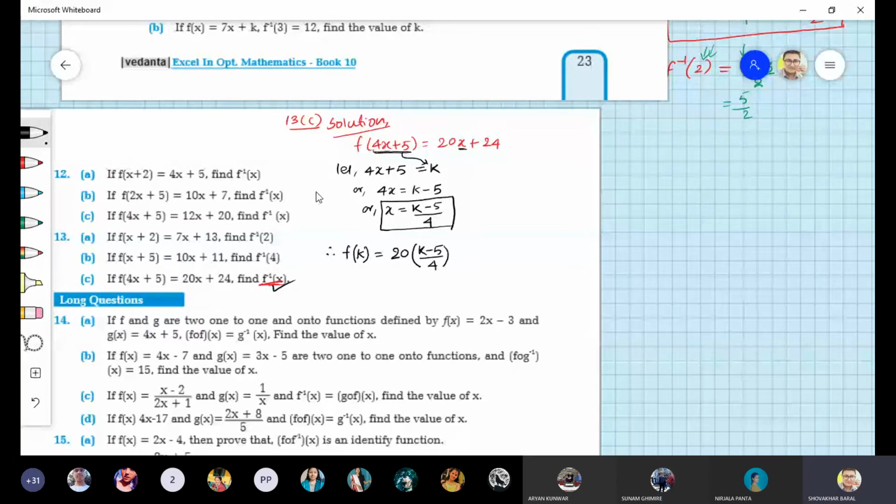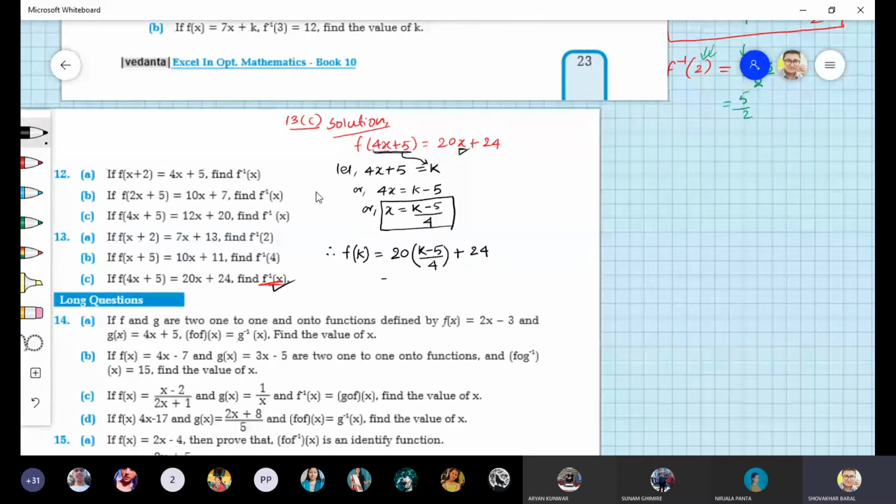plus 24. I hope you understand this one. If you have any confusion, you can ask me right now. I simply replaced 4x plus 5 by k, since this whole quantity can be replaced with k, as we supposed it to be a new variable k. And there is x on the other side. What I told you earlier is that you need to replace all the values of x with this new quantity, so it will be (k minus 5) by 4.